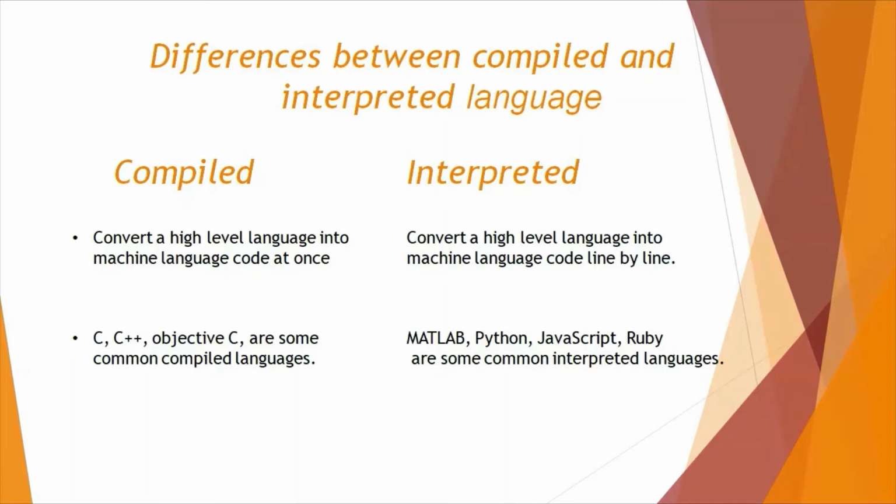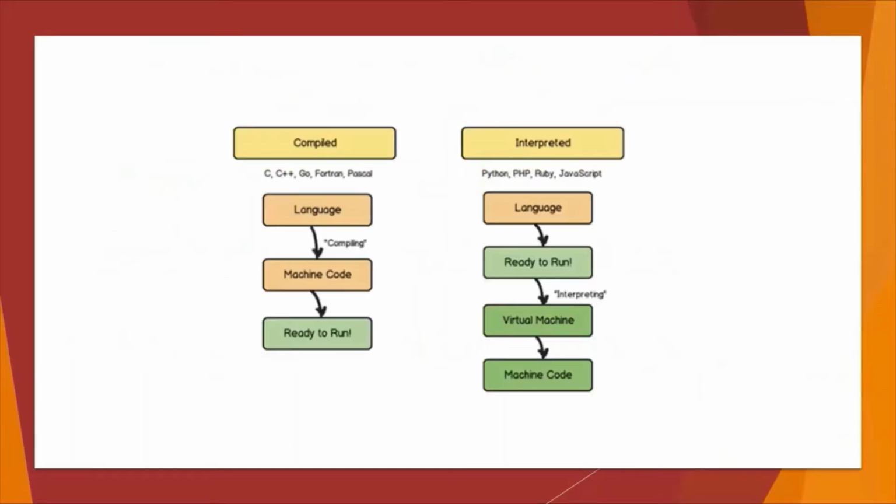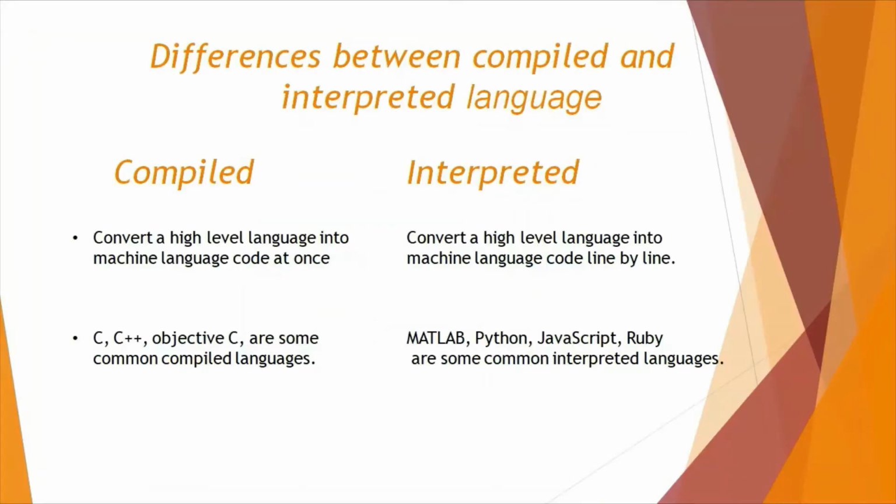So in interpreted languages, the high-level language code will be converted to machine language line by line, and you will get the results after each line is executed. So here we have some examples of compiled and interpreted languages. C, C++, Go, Fortran, Pascal, and JavaScript are some of the compiled languages, whereas for interpreted we have Python, PHP, Ruby, JavaScript, MATLAB, etc.